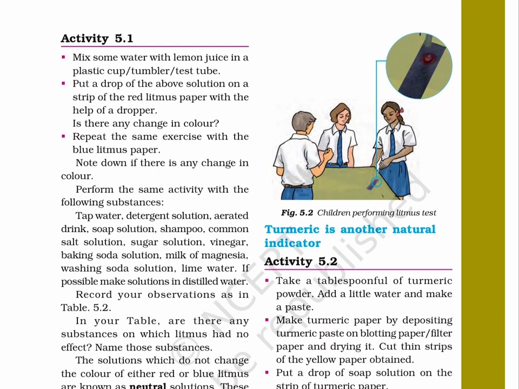1. Mix some water with lemon juice in a plastic cup or tumbler or test tube. 2. Put a drop of the above solution on a strip of the red litmus paper with the help of a dropper. Is there any change in color? 3. Repeat the same exercise with the blue litmus paper. Note down if there is any change in color.